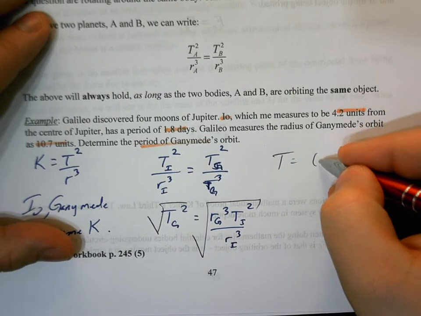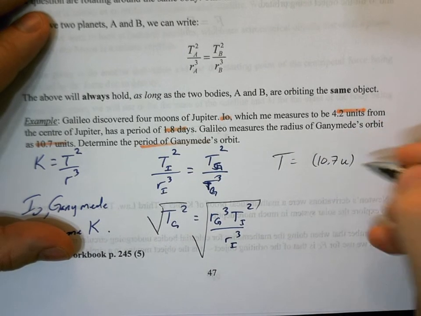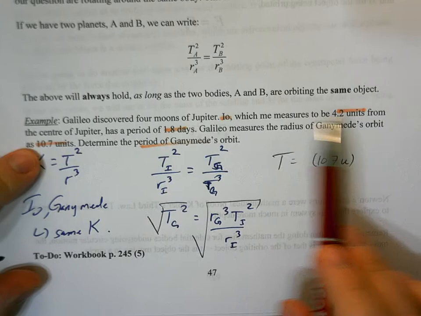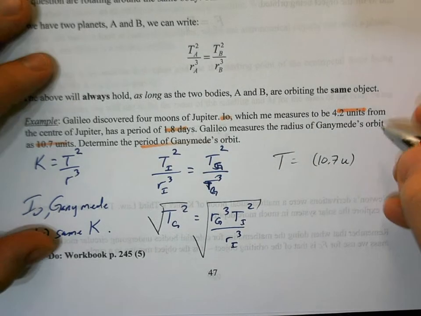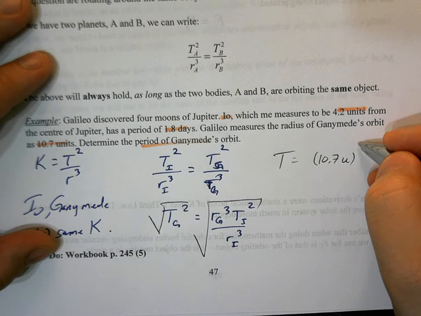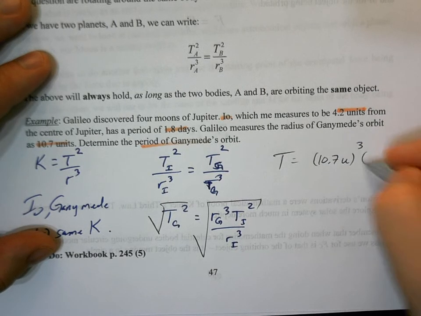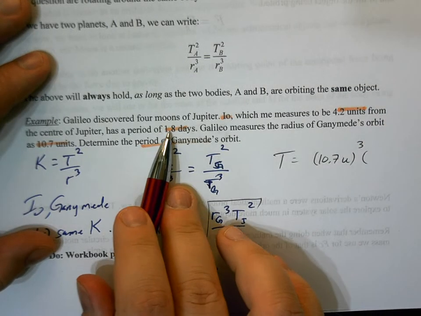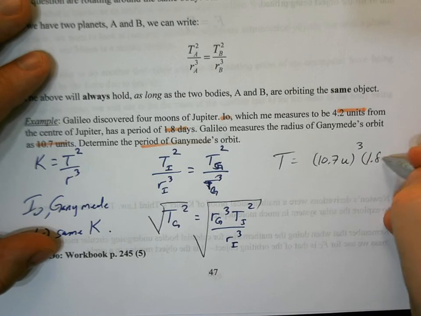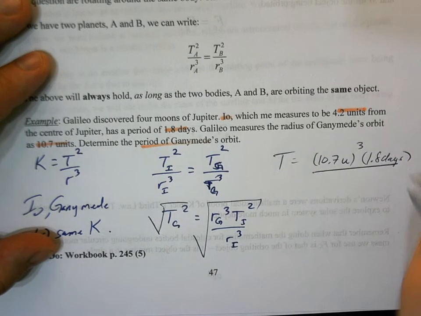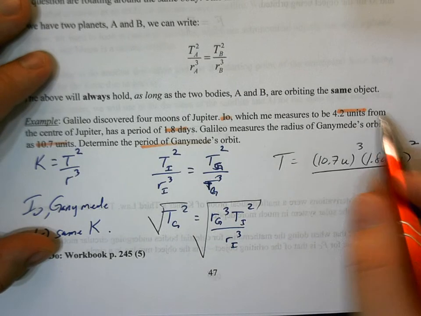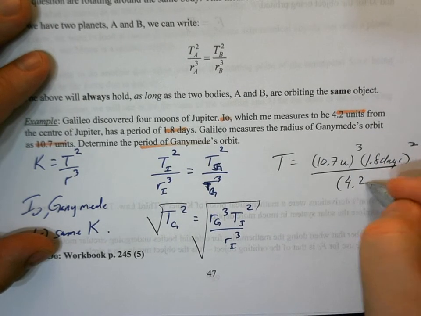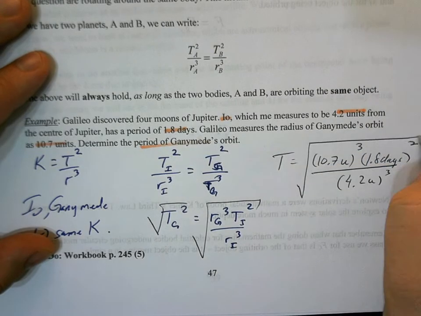We're told that the radius of Ganymede's orbit is 10.7 units. It's not telling us specifically what the units are, but it doesn't matter because both are measured in the same units, so they're going to cancel out anyways. So we have 10.7 cubed, times the period of Io, 1.8 days, squared, divided by Io's radius, which is 4.2 units cubed, and now we square root all that.